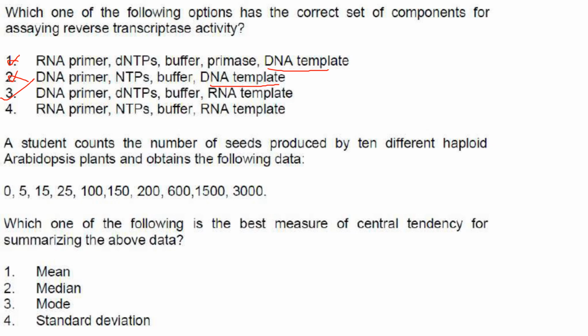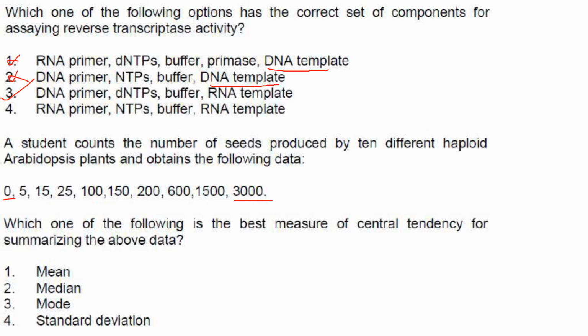Now last one. A student counts the number of seeds produced by 10 different haploid Arabidopsis plants and obtains the following data. When you see the data, it ranges from 0 to 3000, which is a very wide range. Which of the following is the best measure of central tendency for summarizing the above data? The mean is influenced by very large numbers, so the mean will not give you a right measure of central tendency.